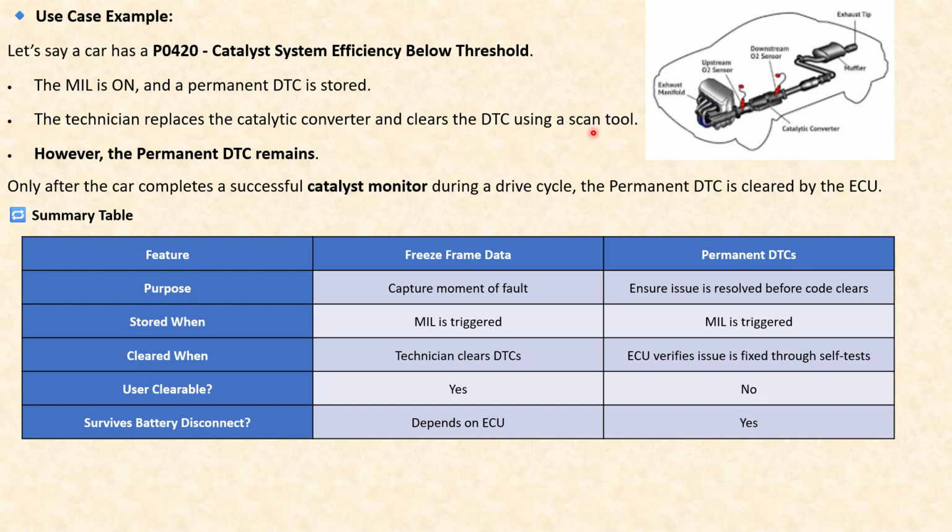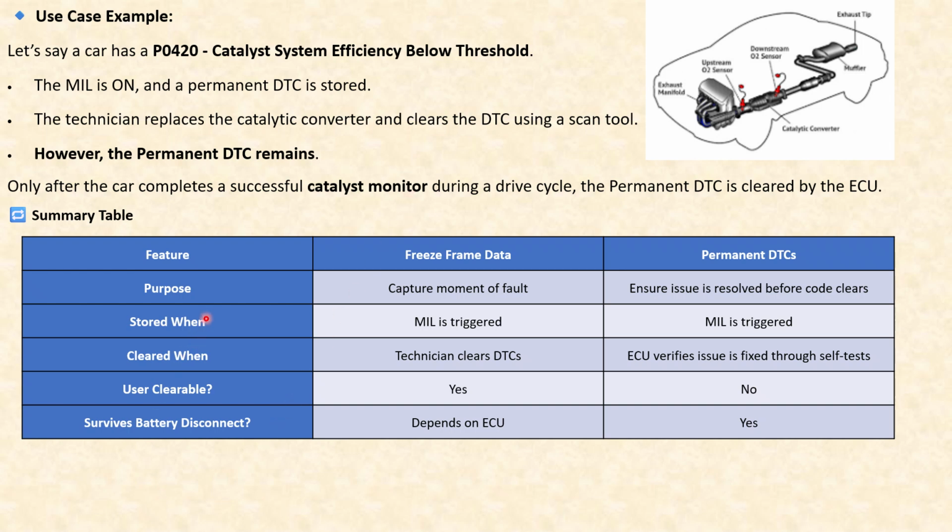So now you understand the difference between ordinary DTC and permanent DTC. All right, hope so. However, the permanent DTC remains only if the car completes a successful catalyst monitor during the drive cycle. The permanent DTC is then cleared by the ECU. You understand? So even with a scan tool, the DTC cannot be cleared. It is only after the ECU verifies that the catalytic converter is working properly that the permanent DTC is cleared off.